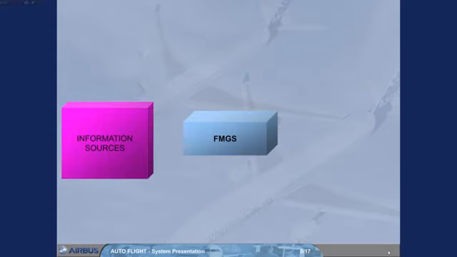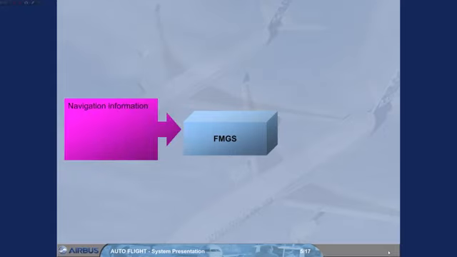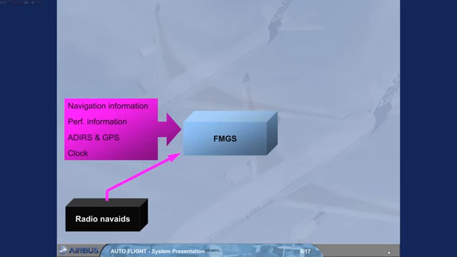The FMGS receives navigation information, which contains details of airfields, nav aids, airways, routes, waypoints, procedures, SIDs, STARs, approaches, missed approaches, etc. Aircraft performance information. The Air Data and Inertial Reference System, ADIRS, and the Global Positioning System, GPS, for position and dynamic information. You will learn about them in the navigation chapter. The clock and radio navigation information.